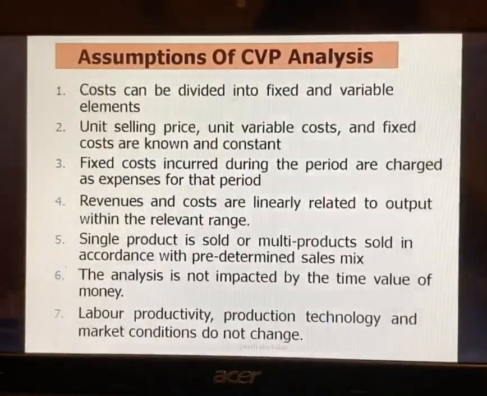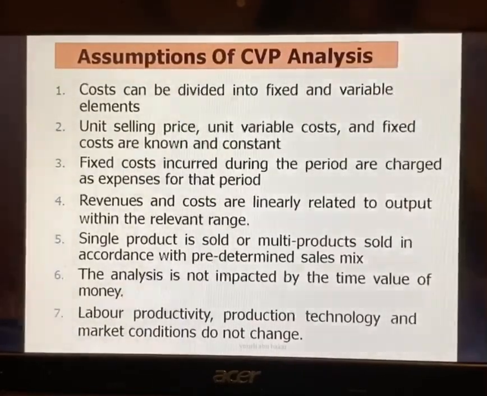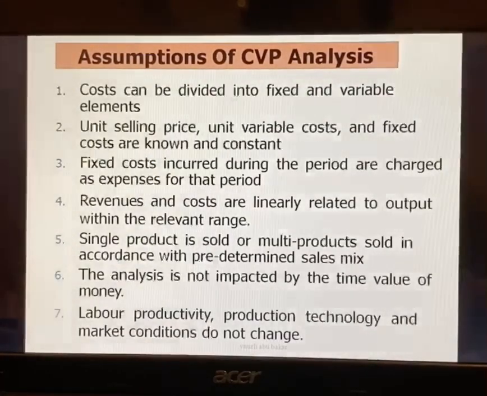The assumption number 5, a single product is sold or multiple products are sold in accordance with a predetermined sales mix. The assumption number 6, the analysis is not impacted by the time value of money. And the assumption number 7, labor productivity, the production technology, and market conditions do not change.